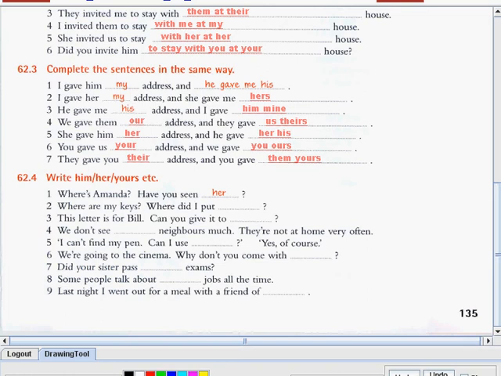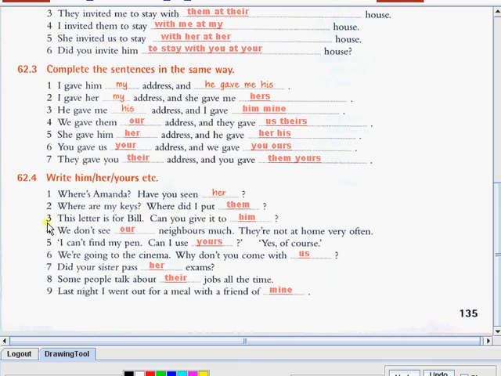Are you ready? Here are the answers. For number 2, where are my keys? Where did I put them? So the subject here is the keys, and since it is plural, we should use an object pronoun for something that is plural, and that is them. Where did I put them? Where did I put my keys?